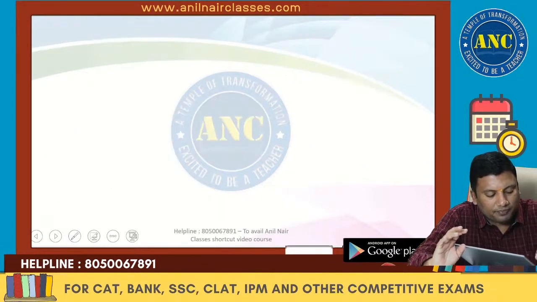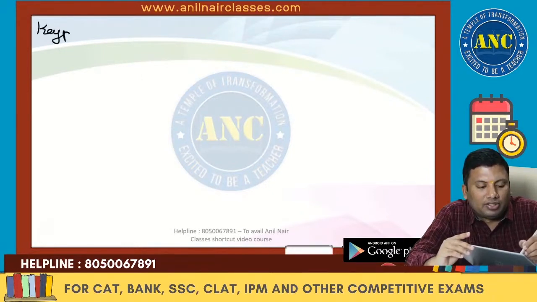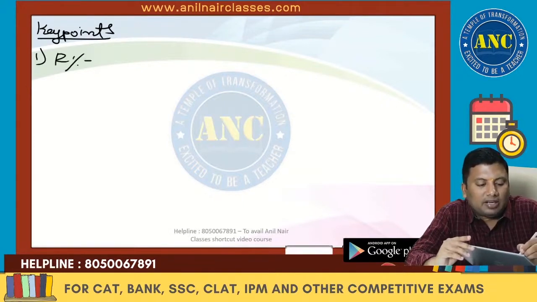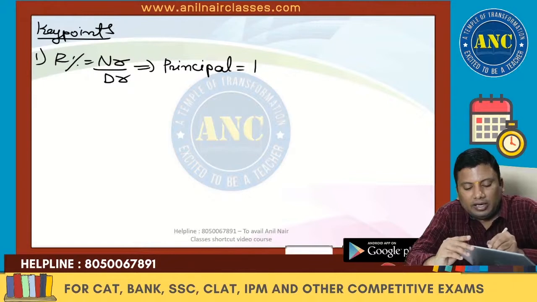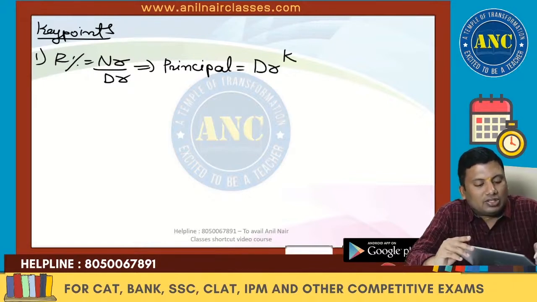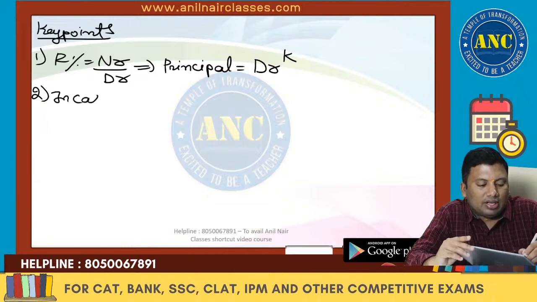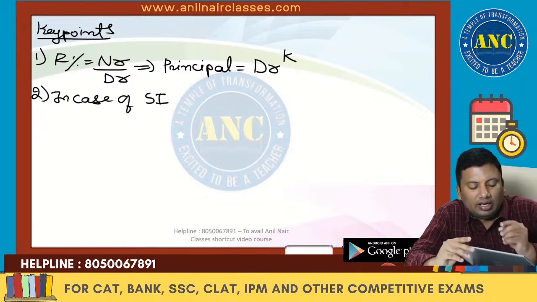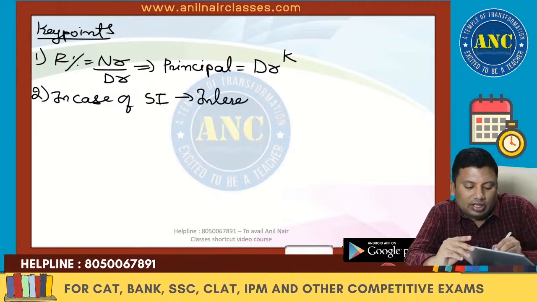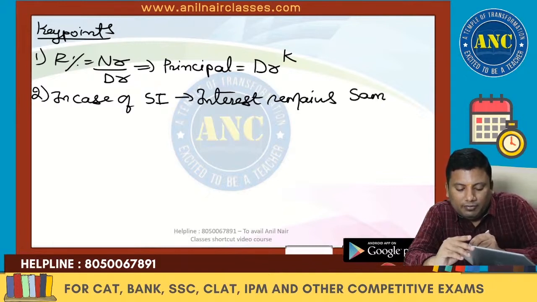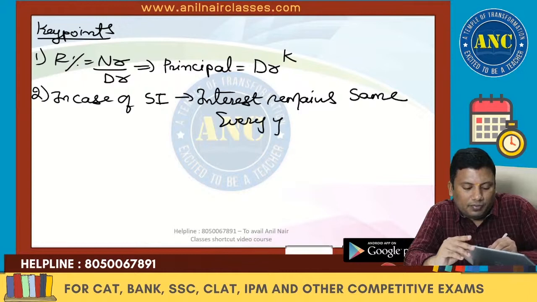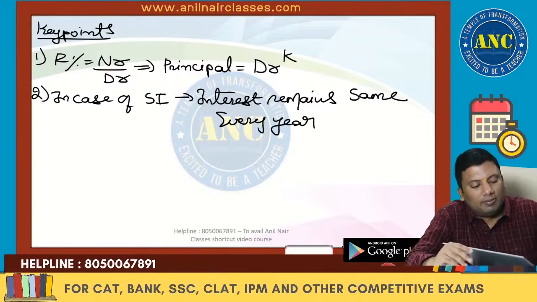First we will write important key points. First key point, if R percentage is numerator by denominator, principal is nothing but denominator power k. Second key point, in case of simple interest, interest remains same every year.